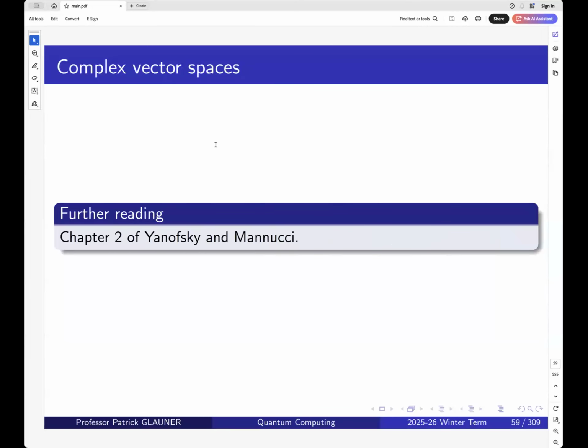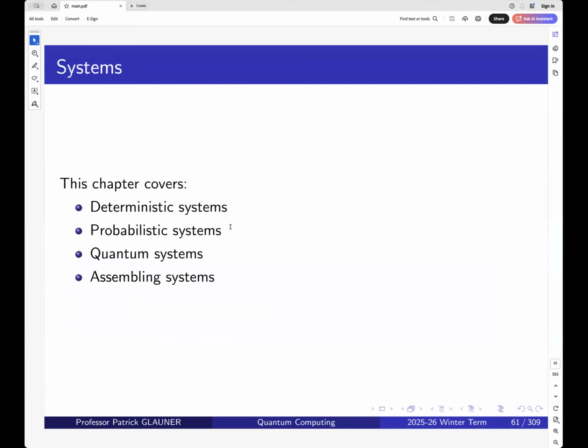So you're obviously encouraged to read chapter 2 of the Janowski and Manucci book. Today, we've looked into various concepts around complex numbers and complex linear algebra. If you want more practice or to read some concepts in greater detail, especially if you need a bigger revision of complex numbers, please check chapter 2 of the book. And next week, we will look into systems.